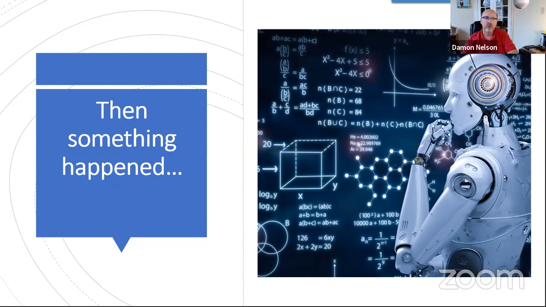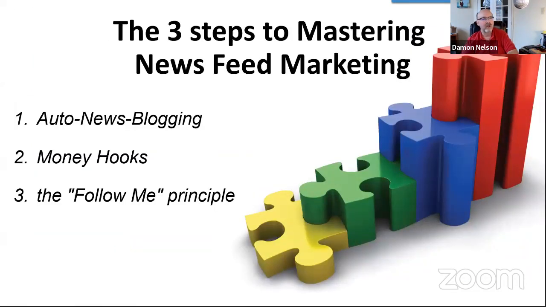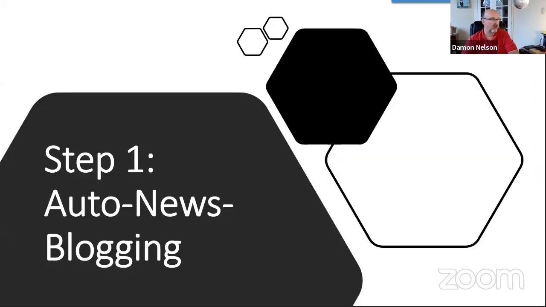And I came up with 3 strategies on making this work. The strategies were auto news blogging. That was the number 1 step to making this work and mastering it. Number 2 is money hooks, and we're going to go into money hooks when Wayne takes over. And number 3 is the follow me principle. Truth is, it's next to impossible to screw this up if you get all 3 in combination. Today's workshop isn't long enough to go over each of them in detail, so I'm just going to cover the first one, auto news blogging, which is what we're about to show you the software for.